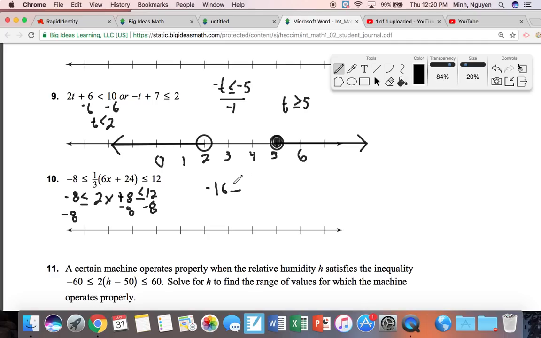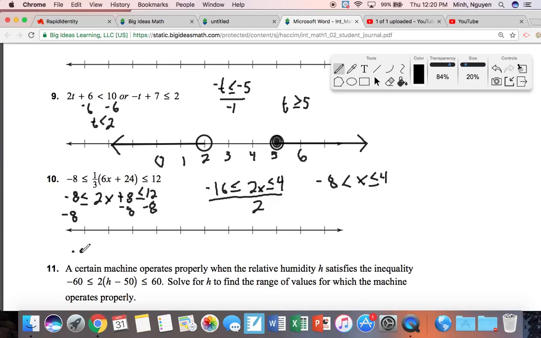So -16, 2x, 4, divide everything by 2. So I'm just going to do this shorthand. I'm not going to write 3 different fractions because my hand's getting a little tired. I got -8 less than x less than or equal to 4.